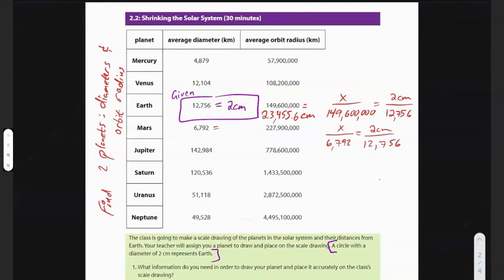Okay, cross multiply. So get the calculator out. 6,792 times 2 equals, make sure you guys press equals before you press the divide. Be careful if you're using your iPhones. All right, so divide that by the 12,756, and voila, 1.06 centimeters. Okay, so as you can see, Mars is actually a lot more adorably tiny compared to Earth.